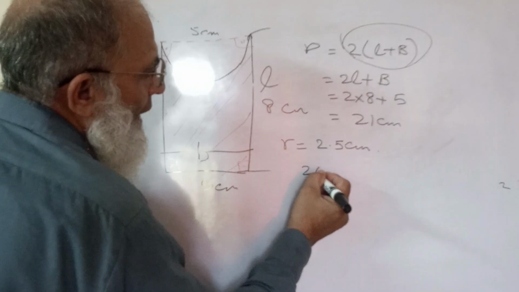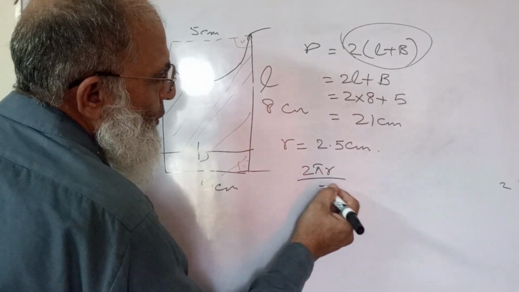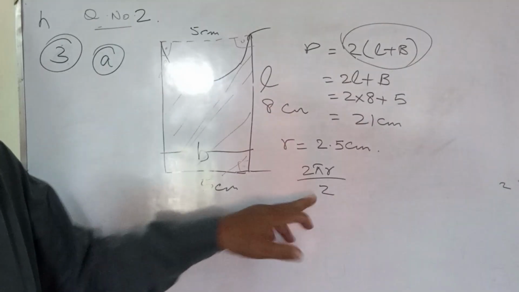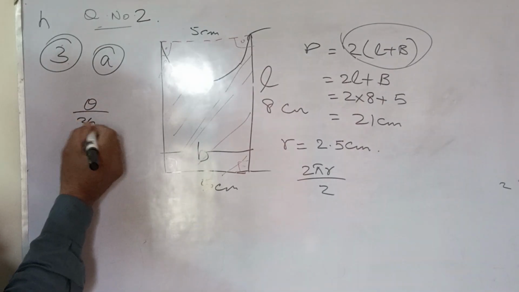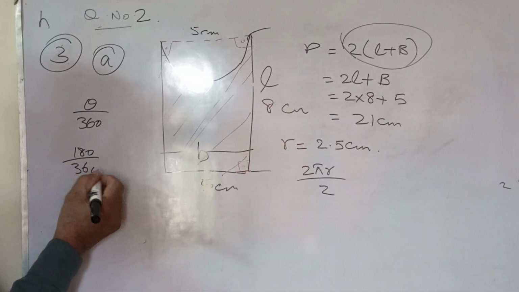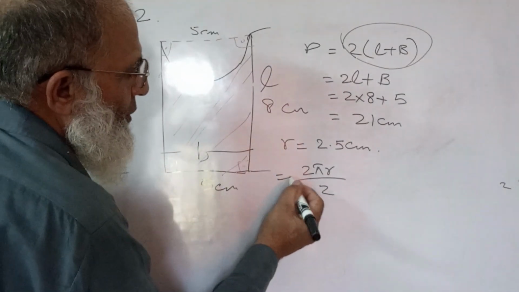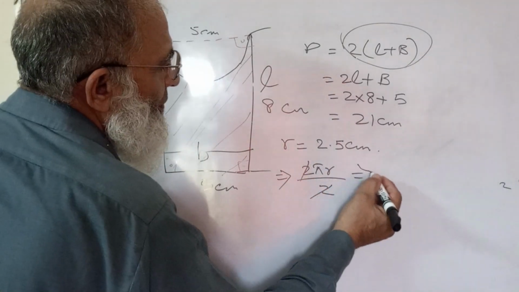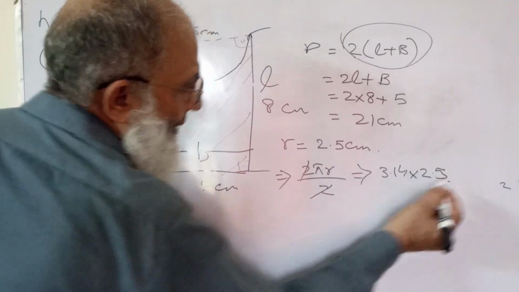So 2 pi r divided by 2, because this is a semicircle. And I have told you in my earlier question, theta upon 360 means if we just take 180 divided by 360, it becomes 1 by 2. So it is 1 by 2. Straight 1 by 2. Okay. Now this 2 will cancel this one. So it will become 3.14 multiplied by 2.5.